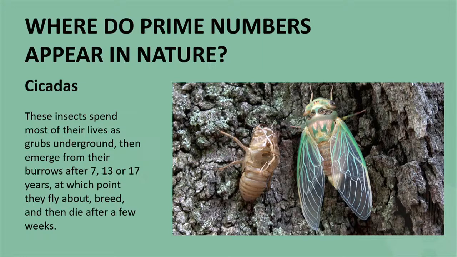And they think that the reason why they do it in these primes is because that way they're not competing with other cicada broods that are on different cycles. There's a possibility that they could mate, hybridize, and potentially mess up their brood cycle if a 13-year brood was to hybridize somehow with a 17-year brood. So luckily that doesn't happen very often because they're using these prime numbers when they emerge.